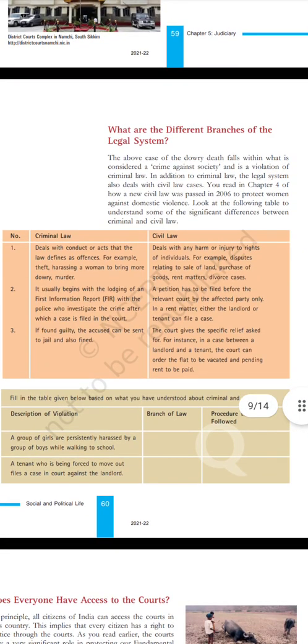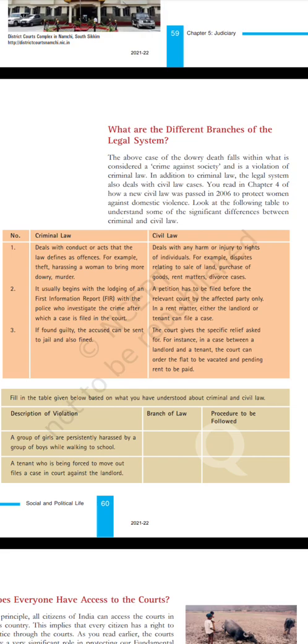What are the different branches of the legal system? The above case of the dowry death falls within what is considered a crime against society and is a violation of criminal law. In addition to criminal law, the legal system also deals with civil law cases. You read in Chapter 4 of how a new civil law was passed in 2006 to protect women against domestic violence. Look at the following table to understand some of the significant differences between criminal and civil law.